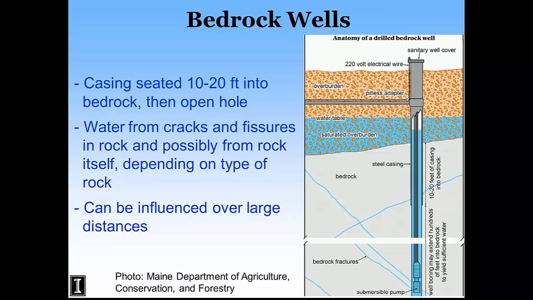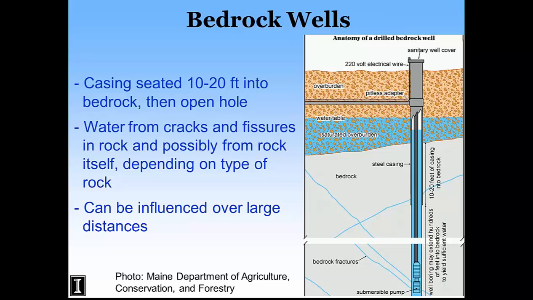When you hit bedrock, if you look at the casing, it says 10 to 20 feet of casing into bedrock, and then it stops. After that, the hole is the open hole that was drilled with the drilling machine down into the bedrock. The blue crosshatched lines here are the bedrock fractures. The idea when you drill a bedrock well is you want to hit as many fractures as you can, because that's where the water is going to come from. How these fractures are connected may be very well understood in an area or not understood at all.